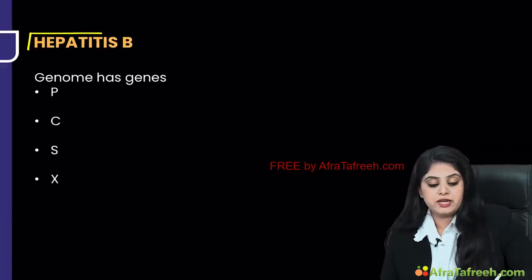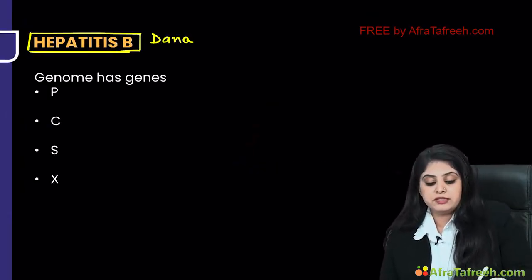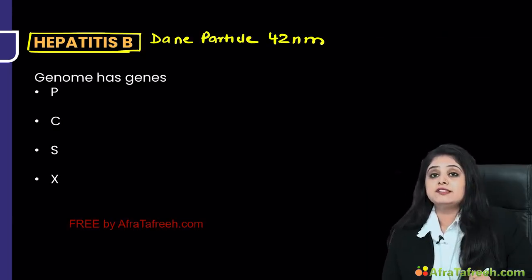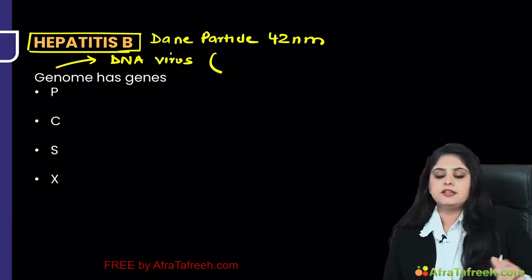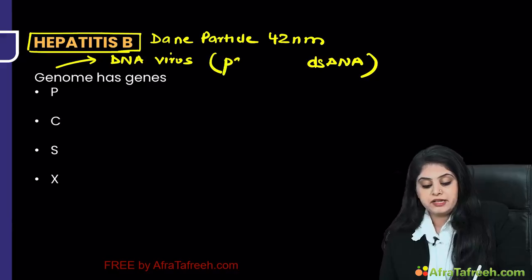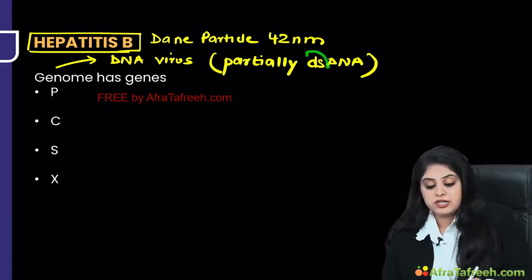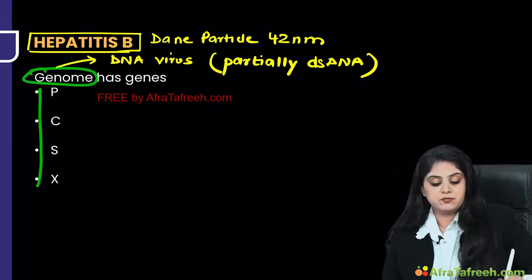What you actually have to dwell on in detail is hepatitis B, and I hope you know hepatitis B is also known as the Dane particle. It measures 42 nanometers. Now, please note the genome has certain genes. What genome am I talking about? This was the only DNA virus in this entire family. I know all the DNA viruses are double-stranded DNA viruses. However, for INICET, please remember, the only DNA virus which is partially double-stranded is hepatitis B. So this DNA virus has multiple genes.